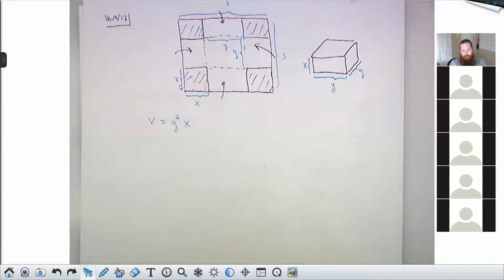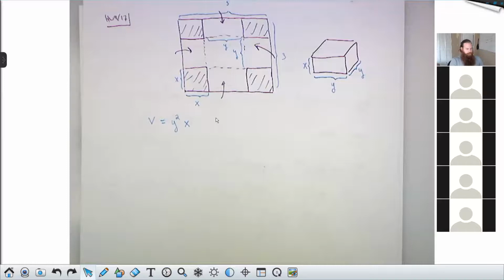X plus y equals 3. Almost. 2x plus y equals 3. Yeah, good. So if you look along one of these lengths, here I've got an x length, a y length, and an x length. So 2x plus y has to be equal to 3. And by the symmetry, you could have done it either way.